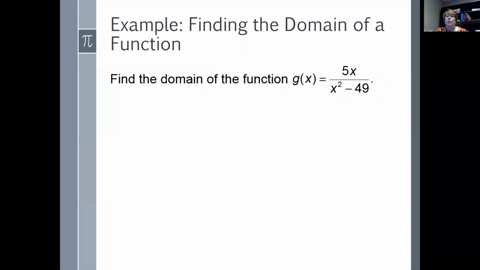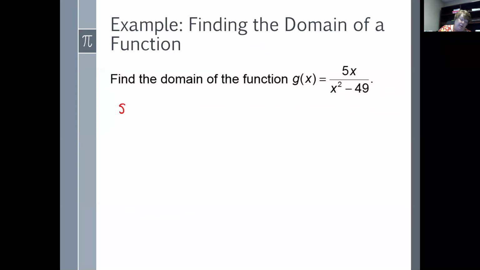But if I can't just look at that and determine what the domain is, how do I figure out what the domain is? Well, what I do is I take the denominator and I set it equal to 0. Because then I'm going to be able to find the values of x that would cause that denominator to equal 0. And those are the values I'm going to exclude from my domain. My domain cannot contain the number 7. It cannot contain the number -7. Let's show you how this works.